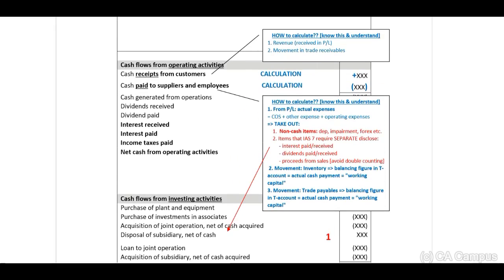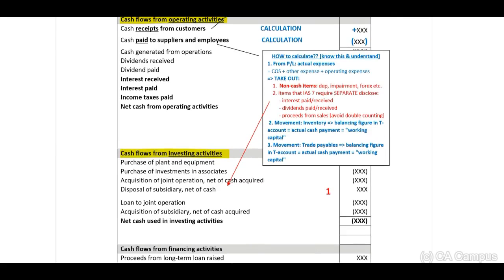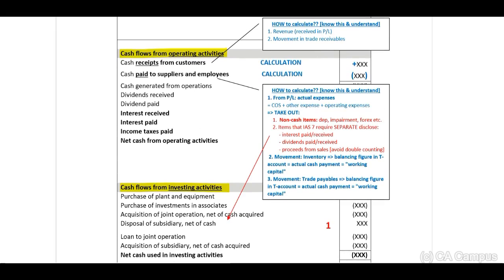Now, a cash flow statement is divided into three main categories in terms of IAS 7. Category number 1, cash flows from operating activities. Number 2, cash flows from investing activities. And number 3, cash flows from financing activities. Remember, guys, you need to think about the bank account, the cash.